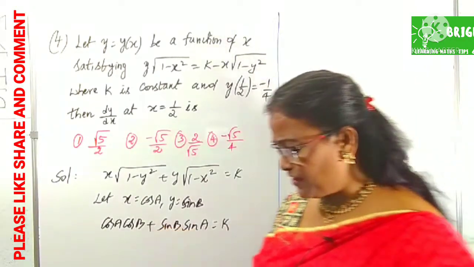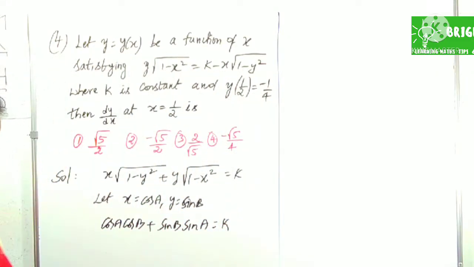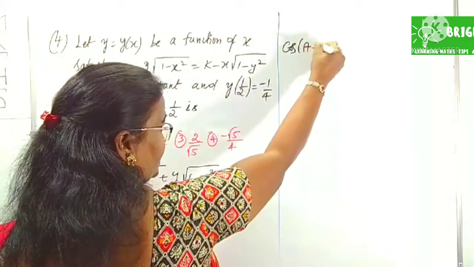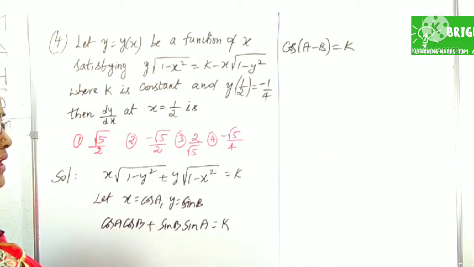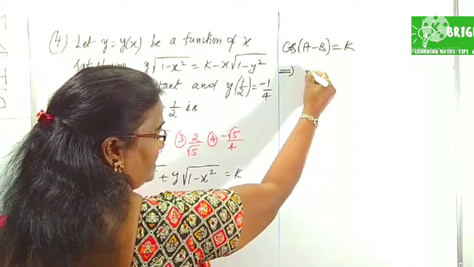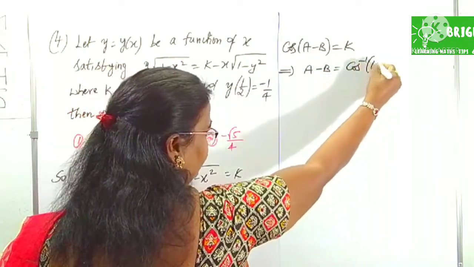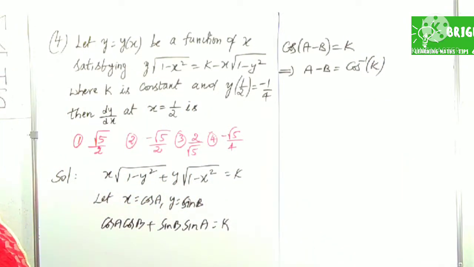Right? Now it is in the form of what? Cos A cos B plus sin A sin B. That is clearly cos of A minus B. Cos of A minus B is equal to k. Right? So cos of A minus B is equal to k. By removing the cos, here A minus B is equal to cos inverse k. Right? Now we can concentrate on what our substitutions are.